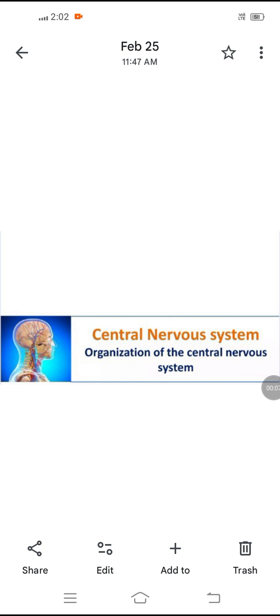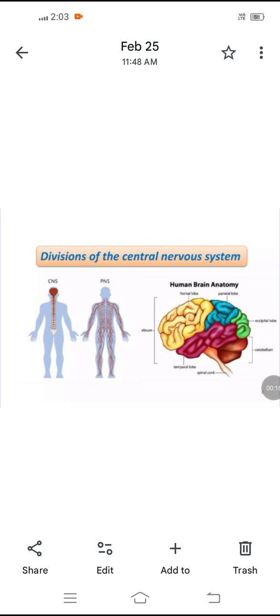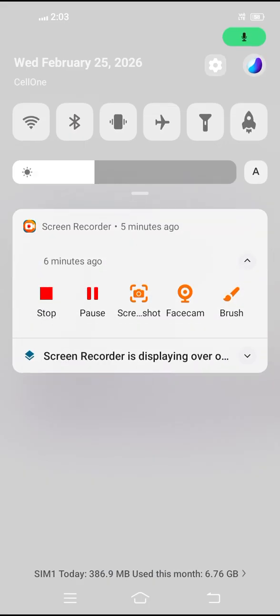So today let us see about the central nervous system, its anatomy in detail. The central nervous system consists of the brain and spinal cord. In this diagram you can see clearly. The central nervous system is made up of the brain and spinal cord. As I have already said, it constitutes 1/15 of the body weight and lies within the cranial cavity.